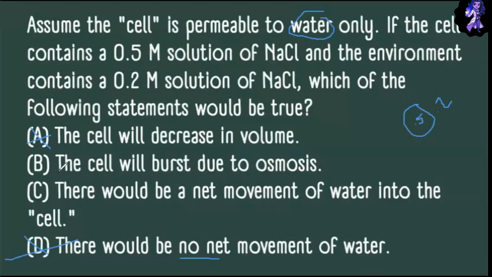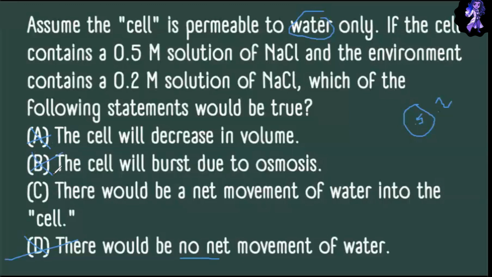B says the cell will burst due to osmosis. We haven't talked about bursting, but again, that's in a later subsection. However, osmosis doesn't really cause bursting for this specific problem, so it isn't really favorable.